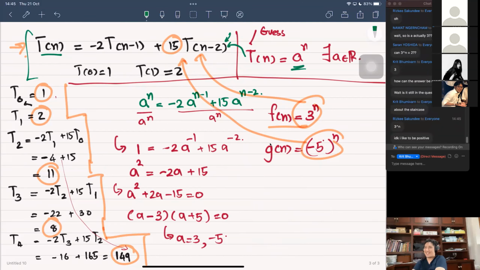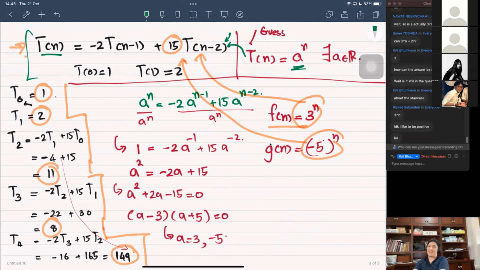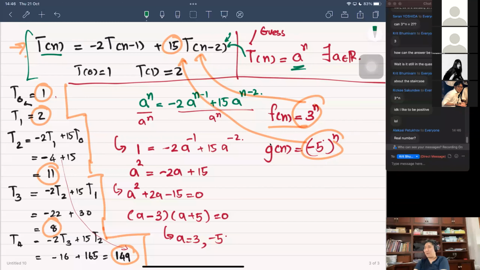I like you to be positive. What would you check though? What would you check? What would you compare? Or a lot of people didn't say anything. Is that a problem with these two answers? Is that a problem? They both are real numbers. What's the problem?